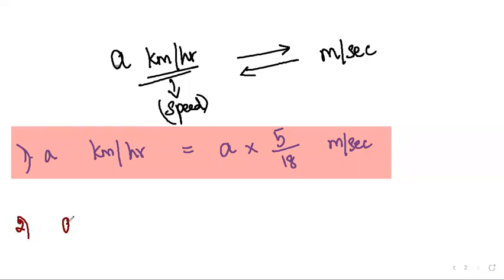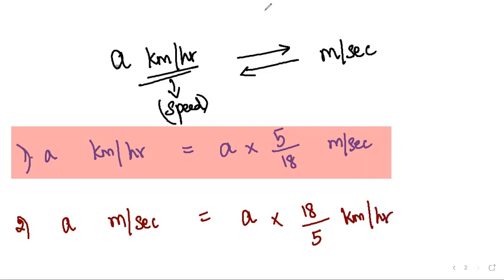Second formula. A meter per second is equal to A multiplied by 18 divided by 5 kilometer per hour. A meter per second is equal to A multiplied by 18 by 5 kilometer per hour. So these are the two important conversions that we need to remember always.